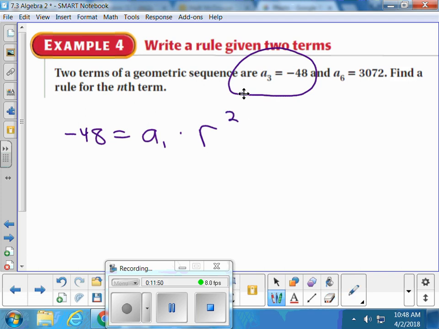So that's my equation 1. We're making a system of equations. I would always connect those with brackets. Some of the new textbook doesn't seem to do that. All right, let's use a different color. How about pink? We're going to make a pink equation from this given information.